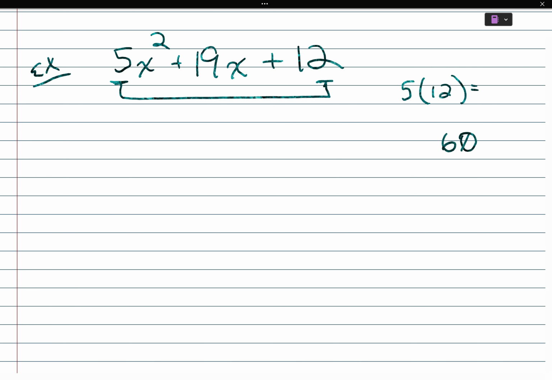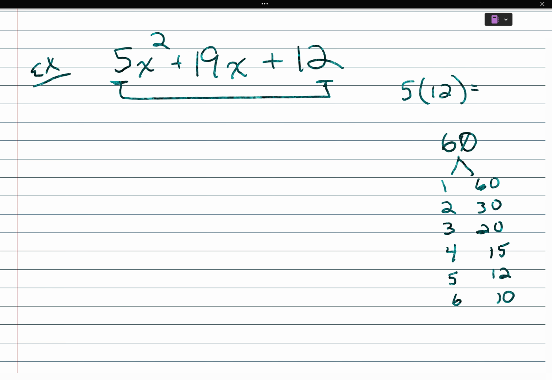So here I'm just going to run through all the different factors. And as you get better with this, you may not have to even write them down. You can just go ahead in your mind, run through the factors and see which factors add up to 19. But for now, 1 and 60, multiply to get 60, 2 and 30, 3 and 20, 4 and 15, 4 times 15 makes 60. Let's see, 5 and 12 makes 60. 6 and 10.